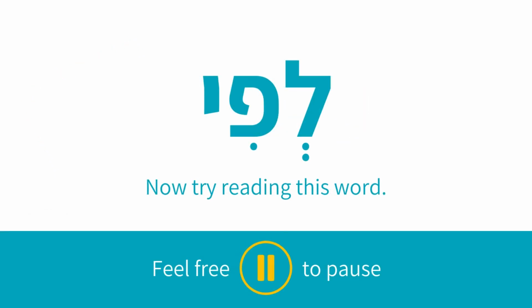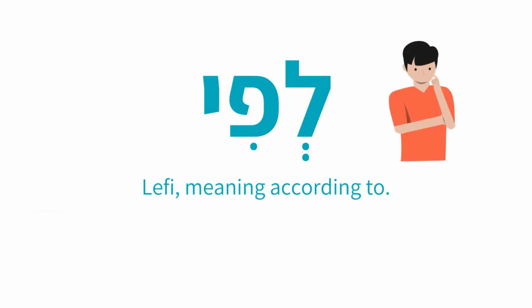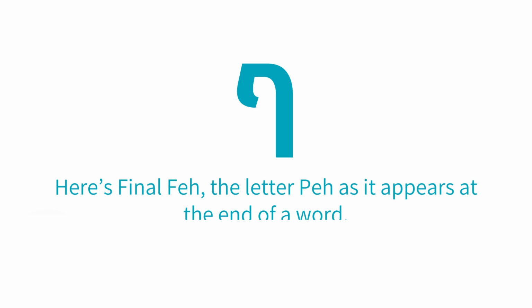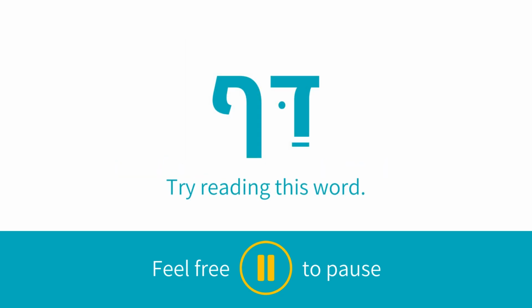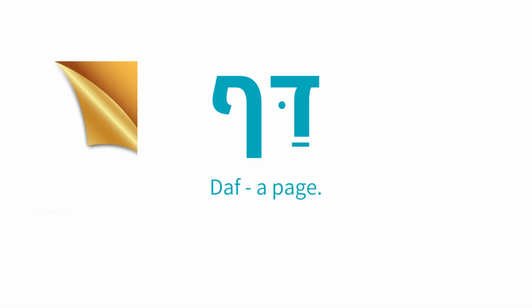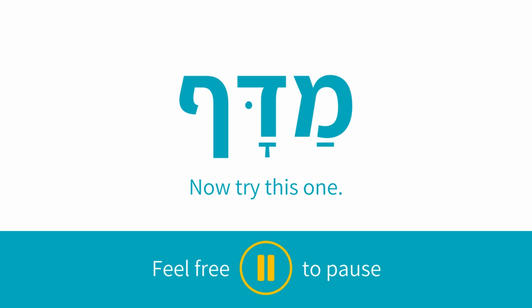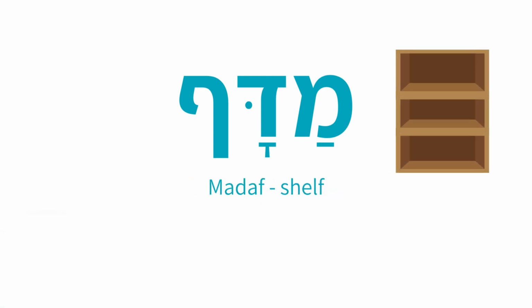Now try reading this word. Lefi, according to. Here's final fe, the letter pe as it appears at the end of a word. Practice the handwritten version. Try reading this word. Daf, a page. Now try this one. Madaf, a shelf.